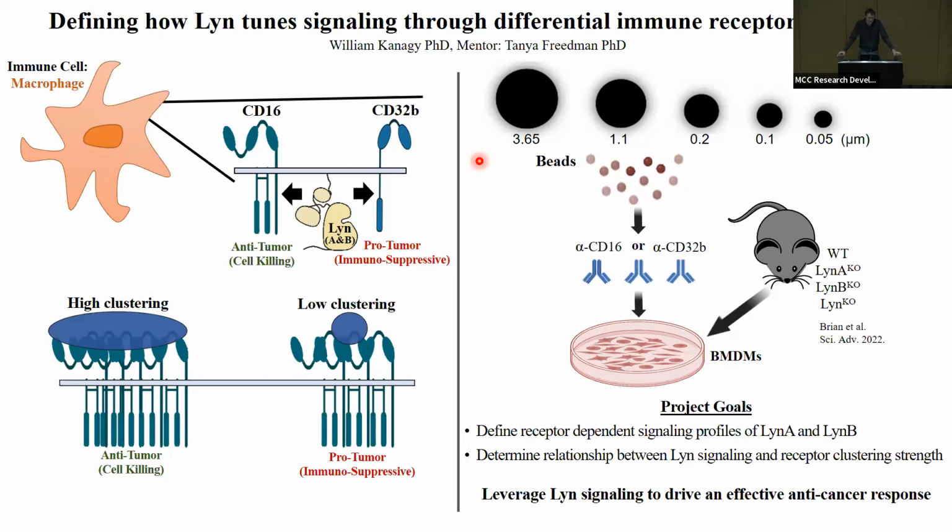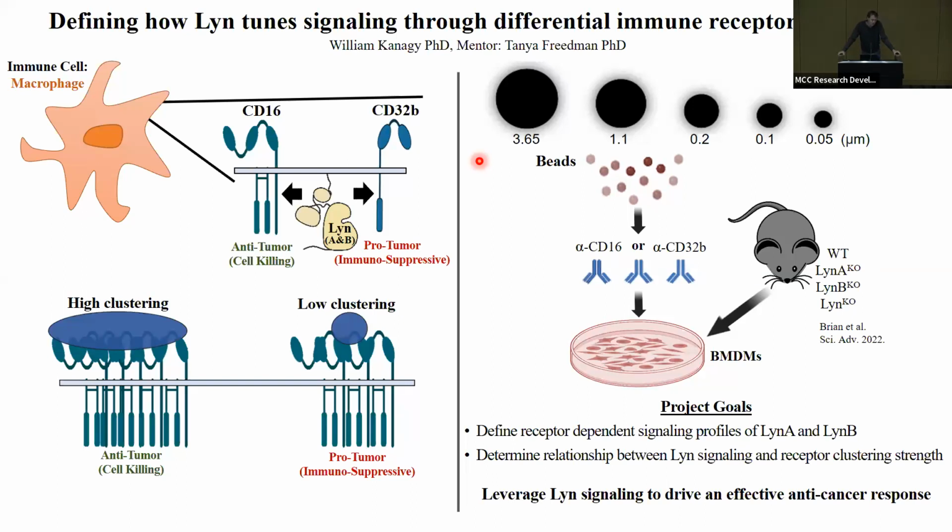Today, I'd like to give you a brief overview of my project in Dr. Tanya Friedman's lab, looking at how the Src family kinase Lyn is potentially tuned in its signaling through receptor clustering. The immune cell type that I focus my work on initially is macrophages. As many of you likely know, macrophages are involved with clearing dead tissue, clearing infectious agents, but also involved in the wound healing process after an injury of sorts.